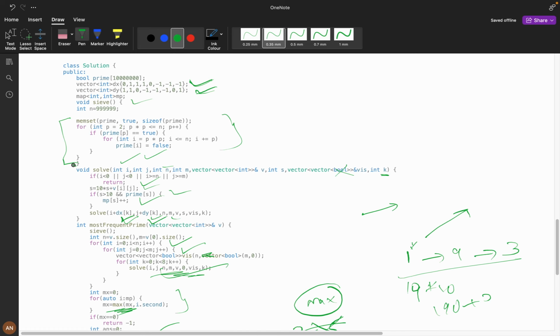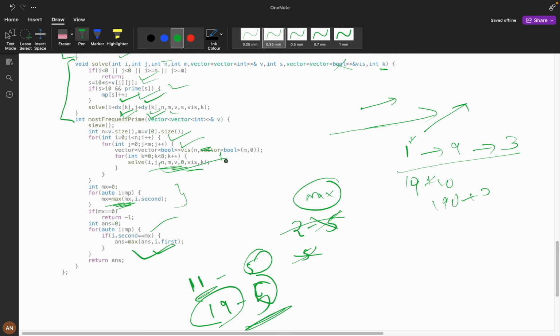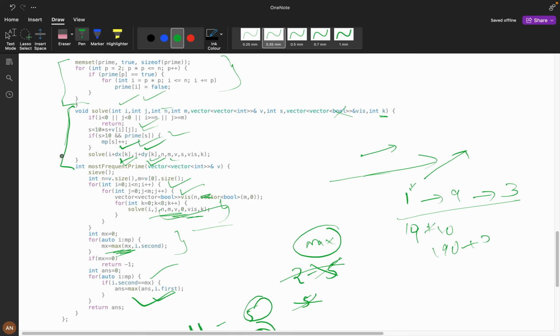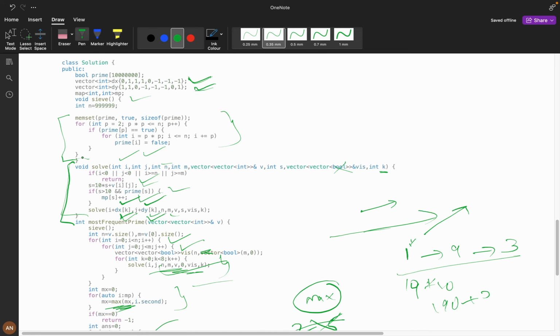So this recursive solution is pretty easy. I think you understood what we have done, i plus dx, j plus dy, that's it. There is nothing much involved in this. In this, recursion is also not required, we can directly compute here also. But for better readability, we can use this. So I think you have got it.